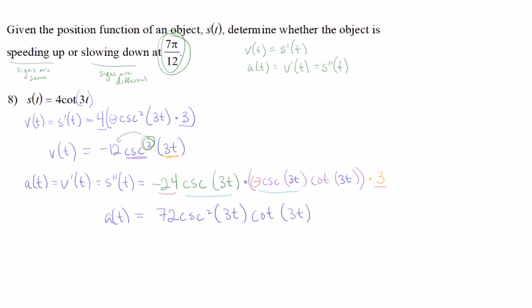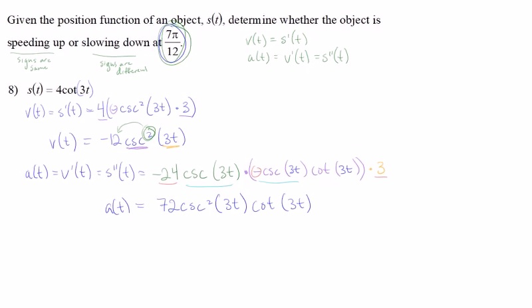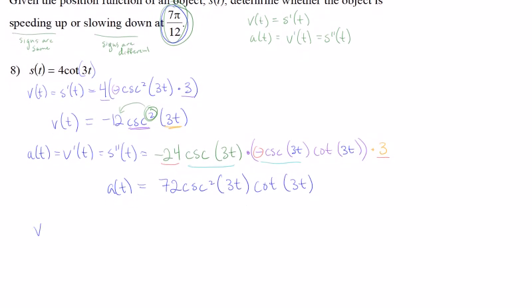All right, so now what we want to do is find those values at 7 pi over 12. Okay, so I want to find v of 7 pi over 12. So I'm going to put in 7 pi over 12 there for t. So it's going to be negative 12 cosecant squared of 3 times 7 pi over 12, right? And the 3 over 1 times 7 pi over 12 reduces to 7 pi over 4. So it's really negative 12 cosecant squared of 7 pi over 4.